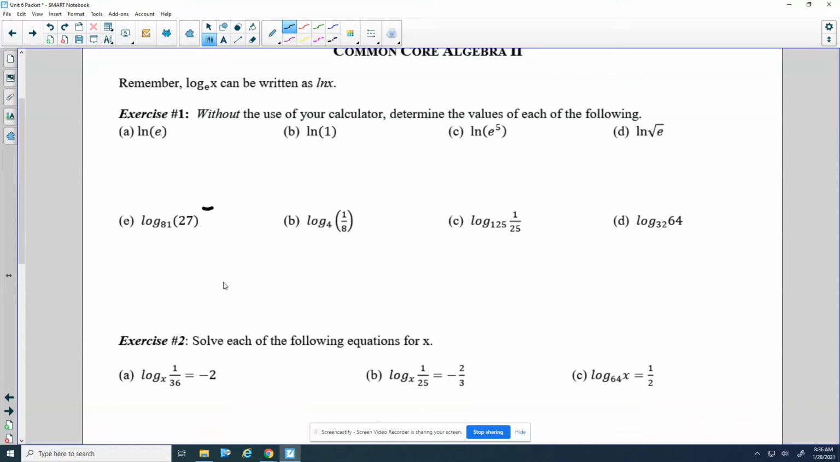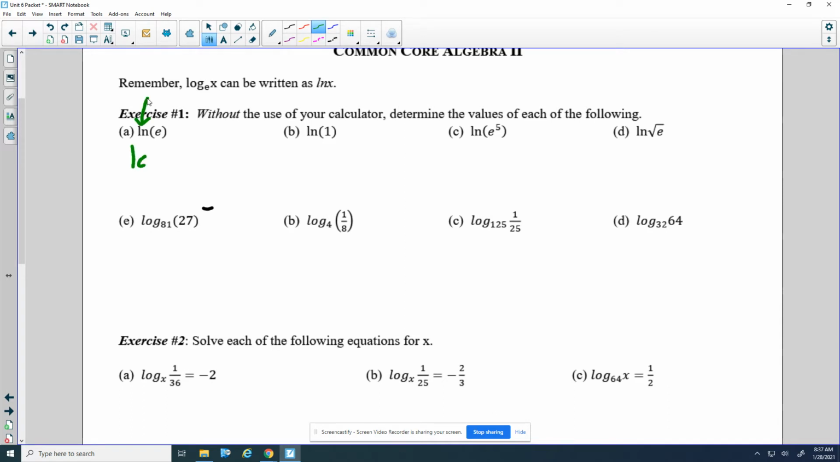So this first part of the lesson is basically just a review of what we did last time, but we're also adding in ln of x, and some of the problems will get a little bit trickier. So in this first section, it says without the use of your calculator, determine the values of each of the following. So we know whenever we see this ln, that means log base e.